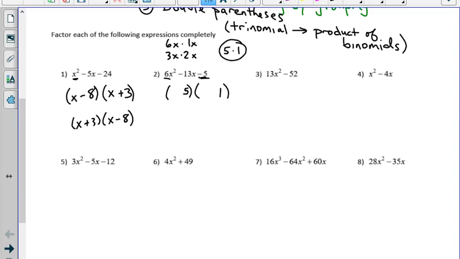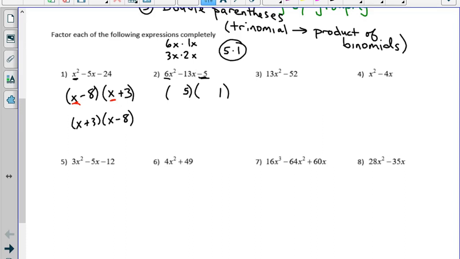The vocabulary I use for that is lock it in. If there's something that's prime that you know works, lock it in. So that's what I did over here. I locked in my x's and then I figured out what would go after that. Okay, so now I have this 6 and 1 or 3 and 2, and I have to figure out how I can manipulate my way into getting a minus 13.